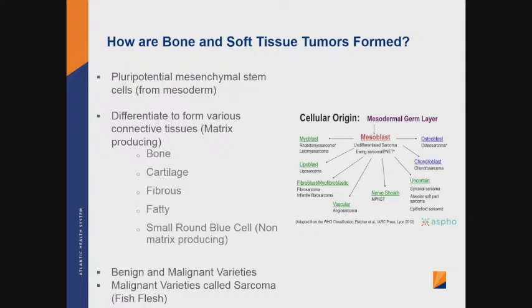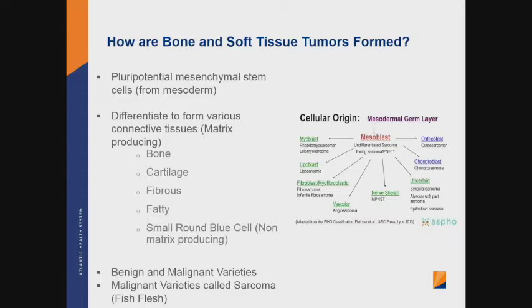The benign variety would be called maybe osteoblastoma, and the cancerous variety osteosarcoma. The malignant varieties of bone and soft tissue tumors are called sarcomas, and that's based on how they look grossly. They have an appearance that looks mostly like fish flesh, and that's where the term sarcoma comes from.